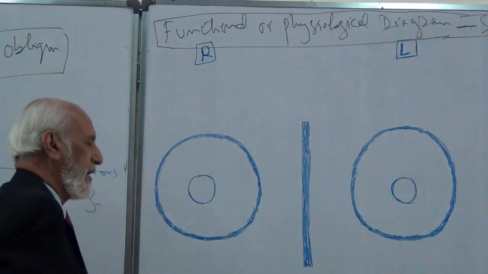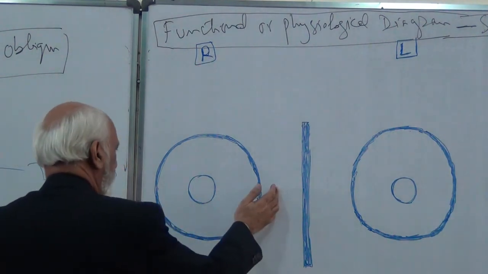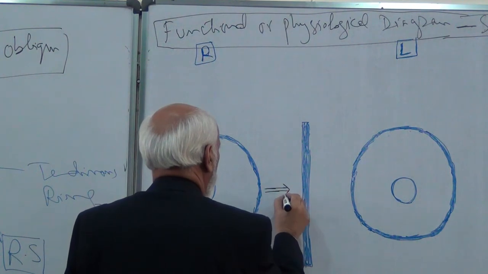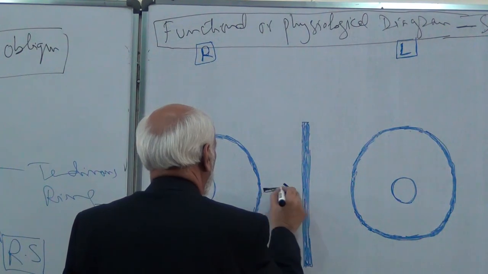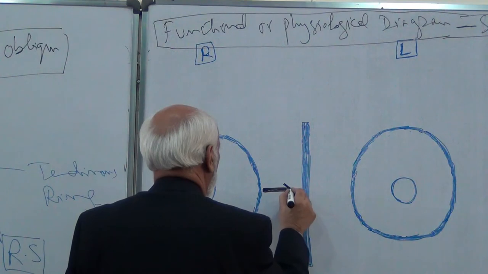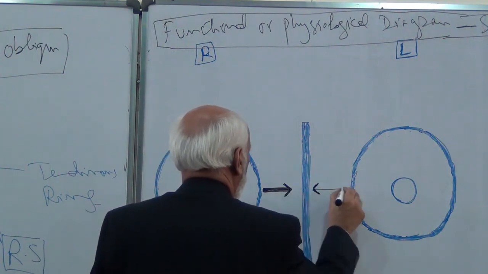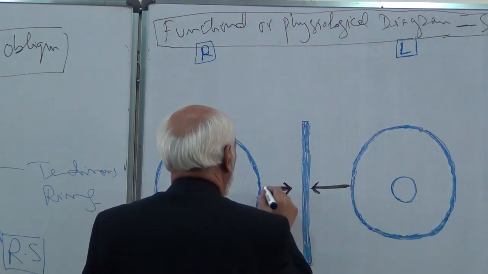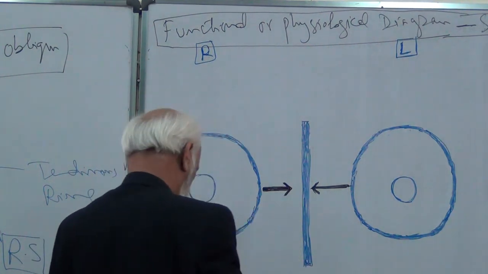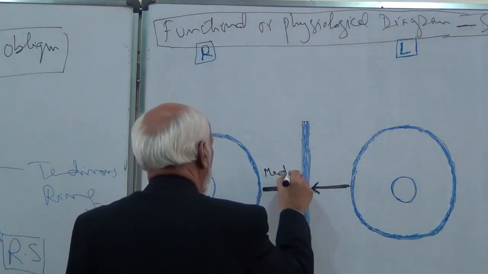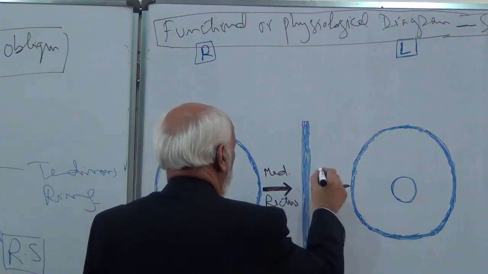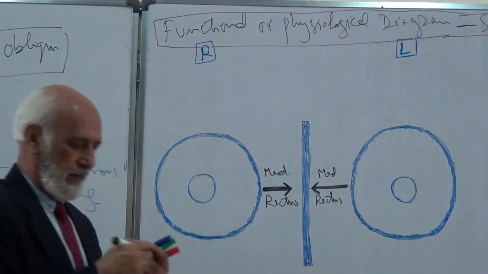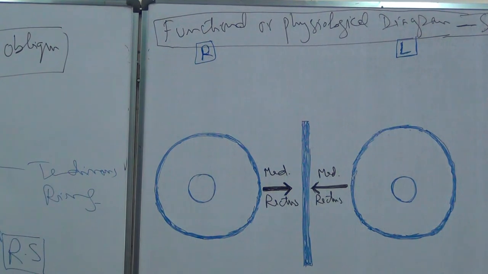Now, above is the superior rectus, below is the inferior rectus. Medial rectus on the medial side, lateral rectus on the lateral side. So, medial rectus moves the eyeball medially. Medial recti of right and left eyeball. Medial rectus, right eye, medial rectus, left eye. Move the eyeball towards the nose, inwards, or adduct the eyeball.